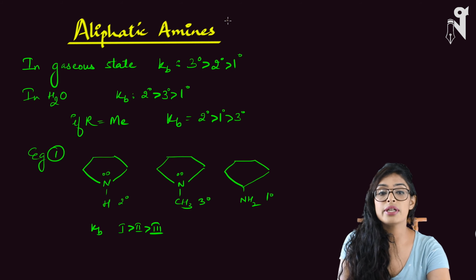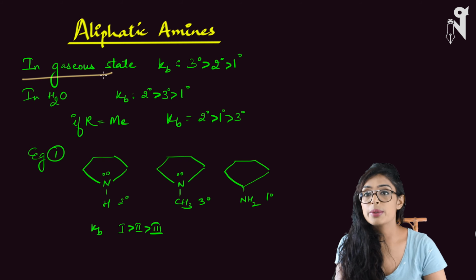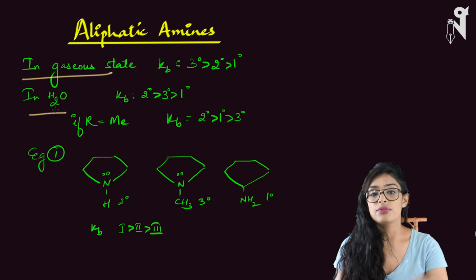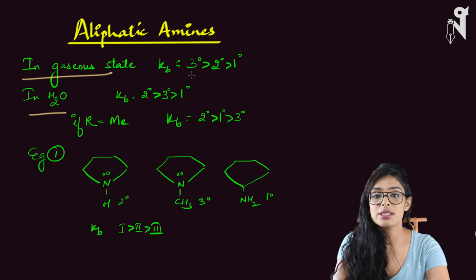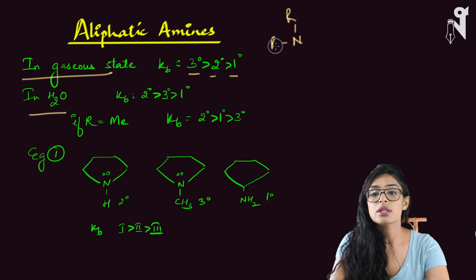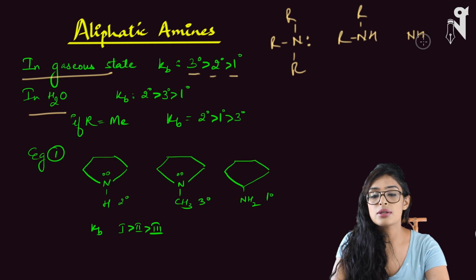In case of aliphatic amines, we have 2 kinds of states in which amines can exist. One is in the gaseous state and another is in water. So basically they can be in the gas form or they can be dissolved in water. If the aliphatic amines are in the gaseous state, then their order of basic strength is tertiary, secondary and primary. Basically your nitrogen will have R groups attached to it, then comes your RH, then comes your NH2 and R. So this is your tertiary, this is your secondary, this is your primary, right?